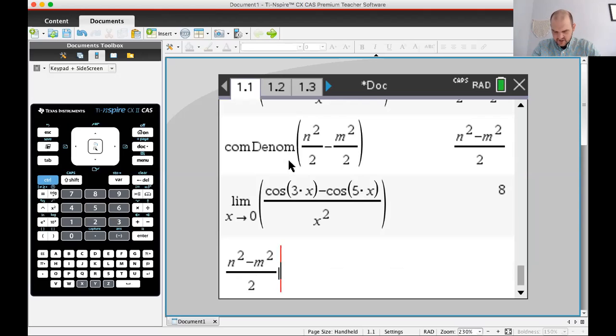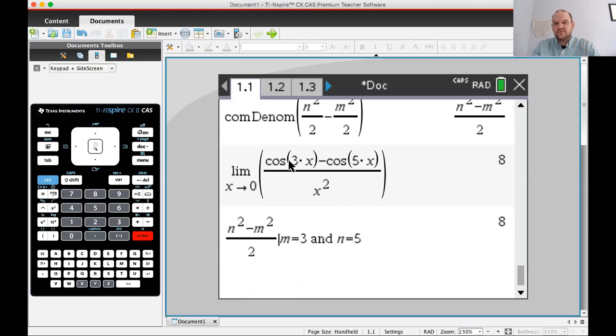Then I had just set m equal to 3 and n equal to 5, according to the problem. So that was my plan. I was just going to plug in numbers and see if it gave equivalent things, but I didn't need to because it worked. So that was great.